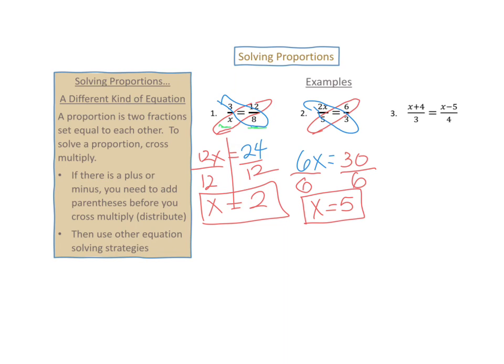Let's take a look at this next one. We've got some tricky ones going on here. We have two pluses, x plus 4, and we have x minus 5. Remember, we have to put those in parentheses. So when we cross multiply, what we would get is 3 times x minus 5 times 4 times x plus 4.